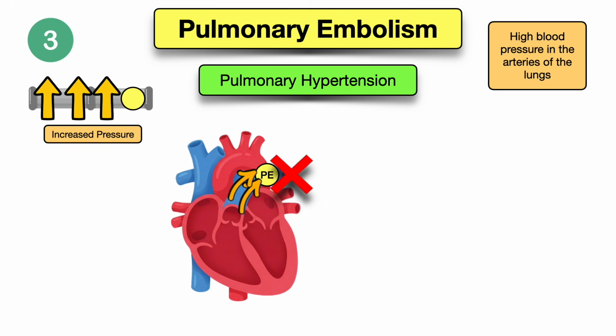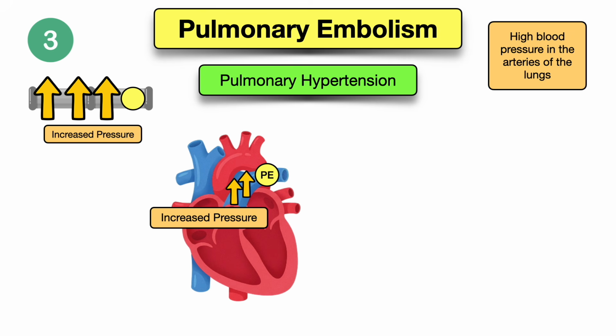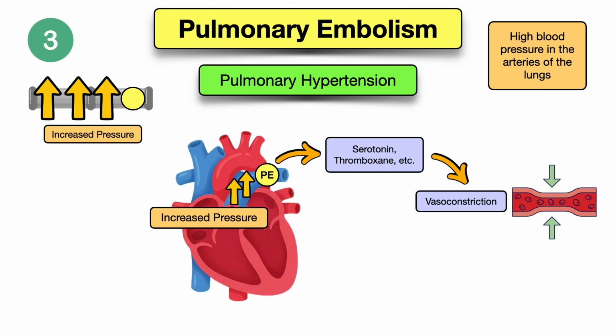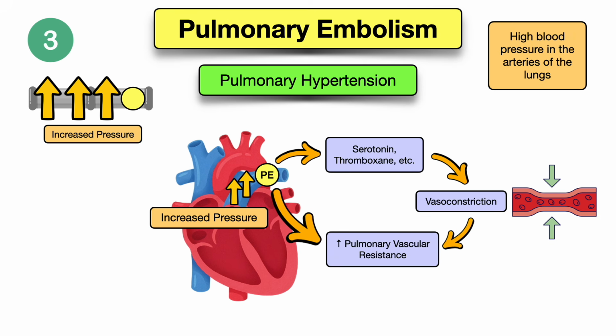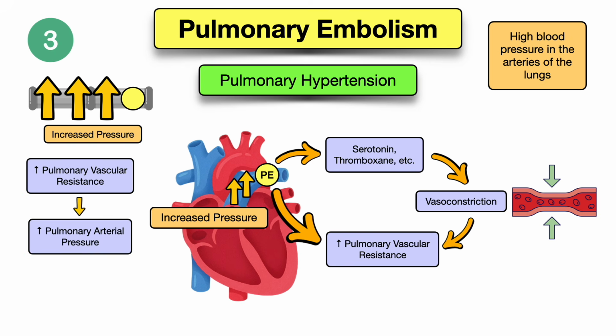The blockage causes a bottleneck, and the blood has a hard time flowing through. The fluid gets backed up, causing the pressure inside the pulmonary artery to increase. On top of that, the stress of the blockage, along with substances released by the clot, such as serotonin and thromboxane, cause the surrounding blood vessels in the lungs to constrict or narrow. The obstruction and resulting vasoconstriction increase the pressure required to push blood through the lungs. This increases the pulmonary vascular resistance, which increases the pulmonary arterial pressure, which leads to pulmonary hypertension.